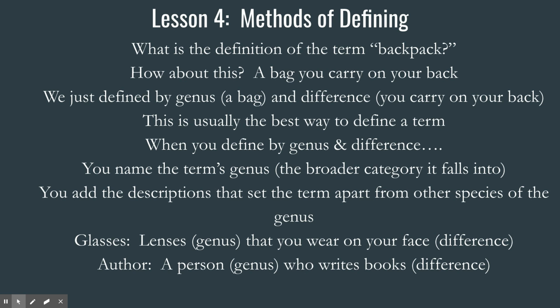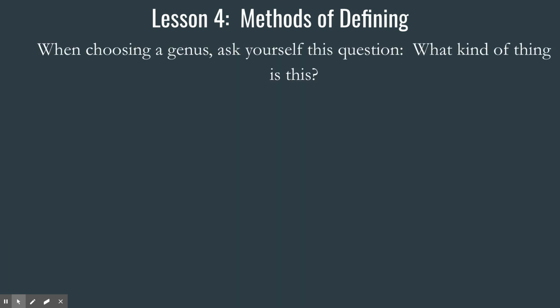Author. A person. That's our genus. Cats aren't authors. Trees aren't authors. Right? Planets aren't authors. A person who writes books. What makes an author different than a firefighter? One of them fights fires. One of them writes books. And so that's a great genus and difference definition.